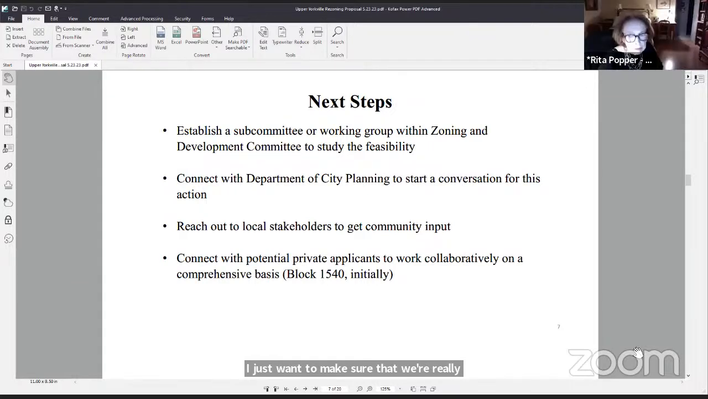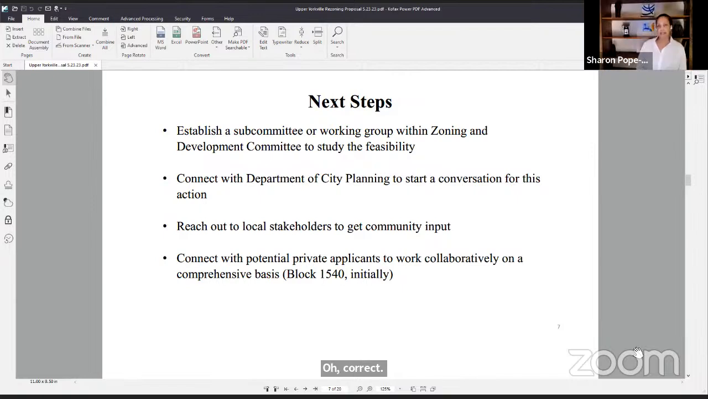Absolutely. So Craig, I just have a quick question for clarification. I can support a working group. Is it possible that the resolution that you're suggesting just encompasses a working group to study this?